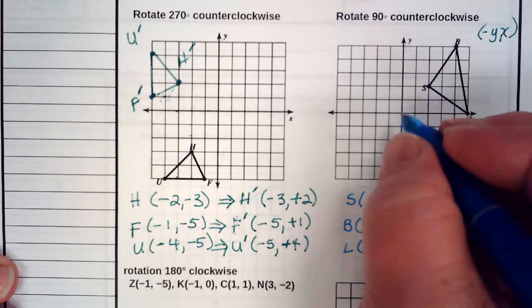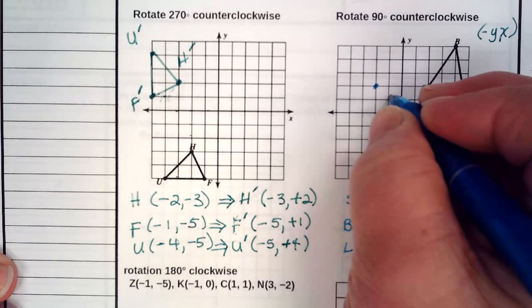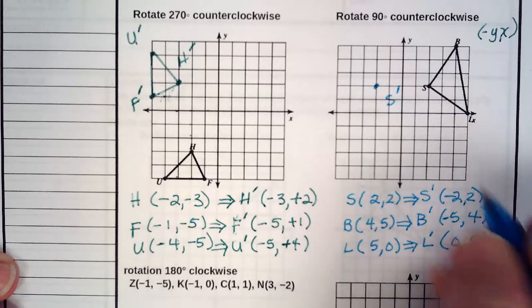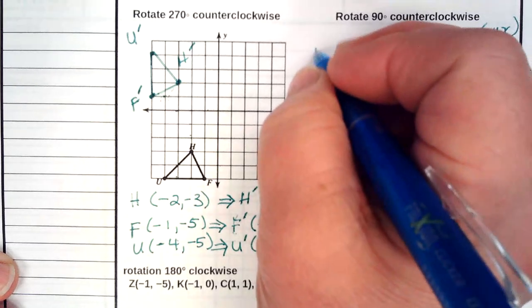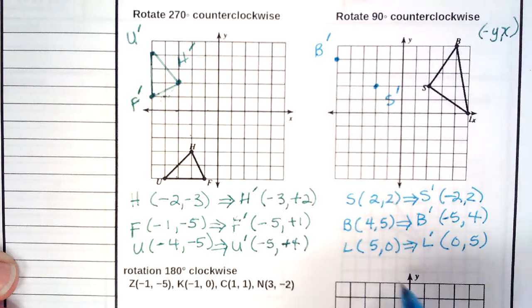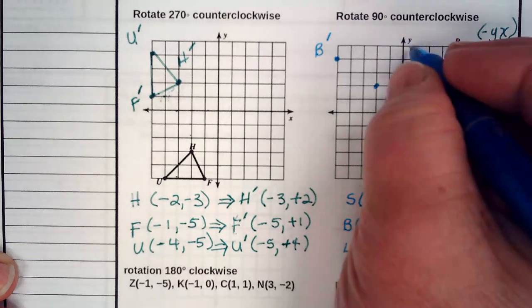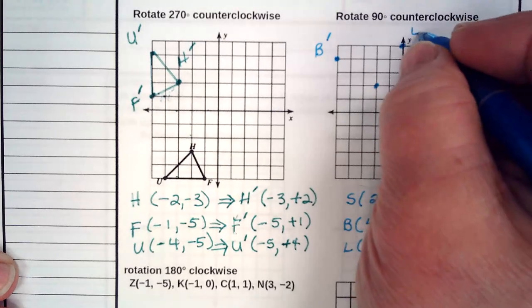-2, 2. Go over 2 and go up 2. And that is my S prime. -5, 4. B prime. And then 0, 5. And that is L prime.